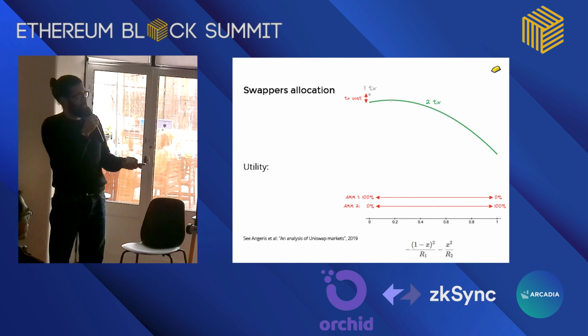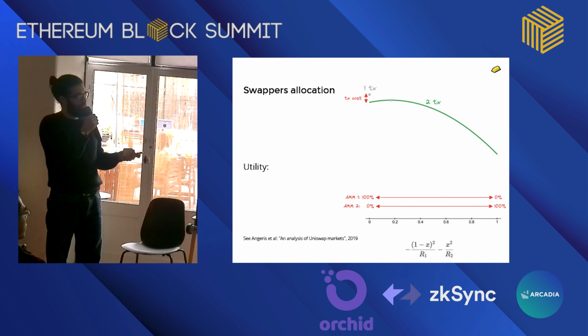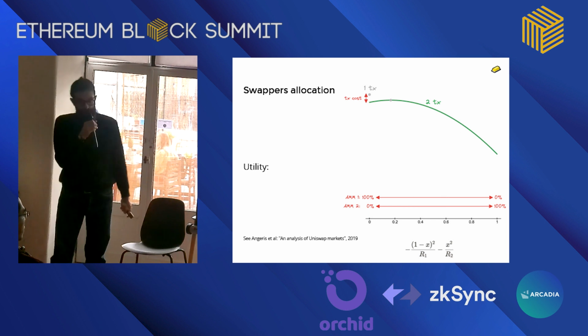For those who are less into game theory or economics, you get less from AMM2 because it's smaller, as we've seen. You get more from AMM1, but still the curve is like this, and that's because the terms are looking like that. There is a quadratic term.